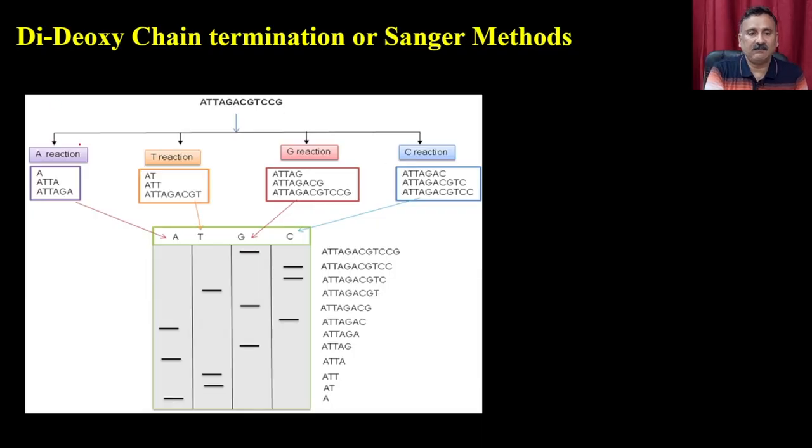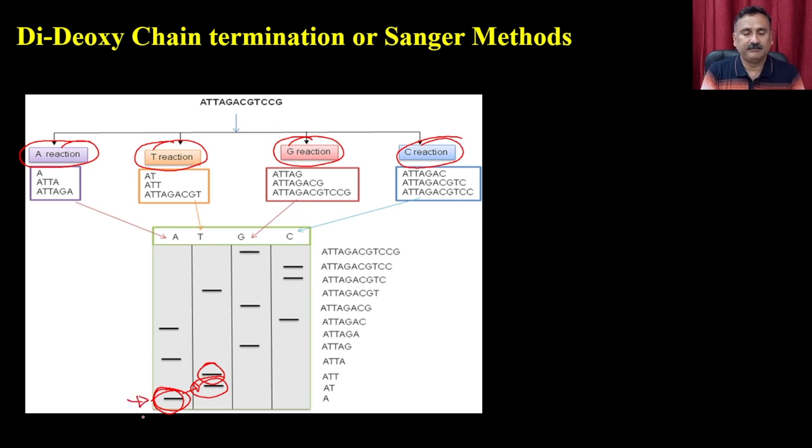After this, you are going to have the four reactions: the A reactions, the T reactions, the G reactions, and the C reactions. From the A you go to the T, and from the T you go to the T. You are going to read from the bottom. For example, you have A, T, T, A, G, then A, then C, and so on. So you have to read in the reverse direction.